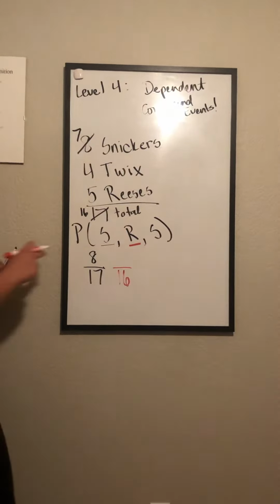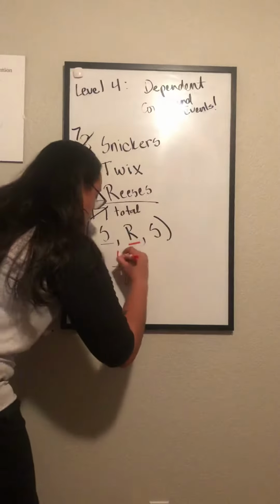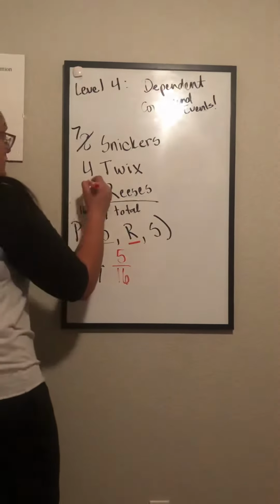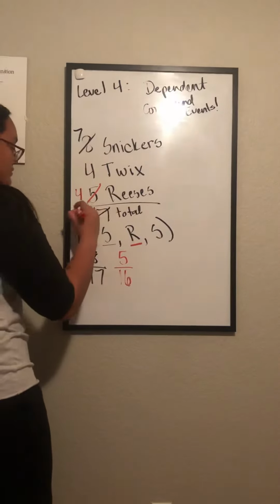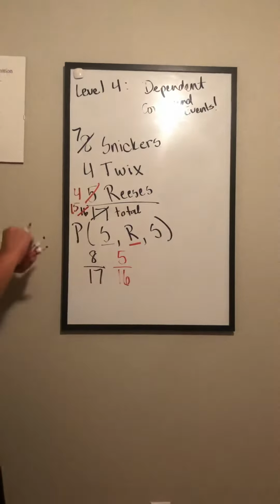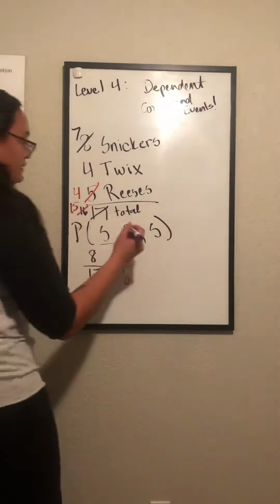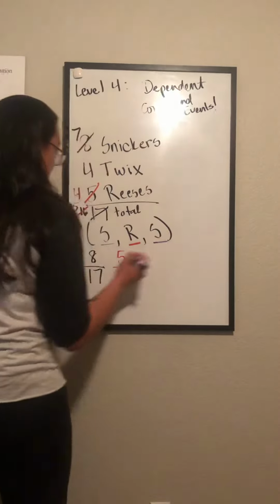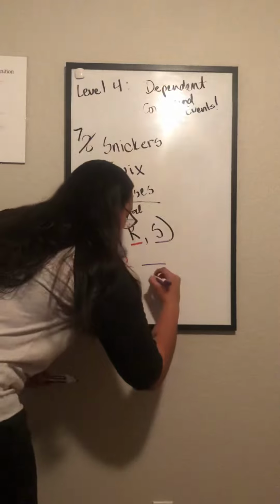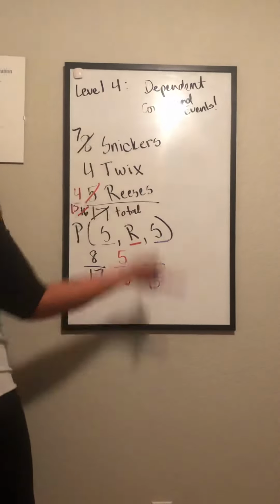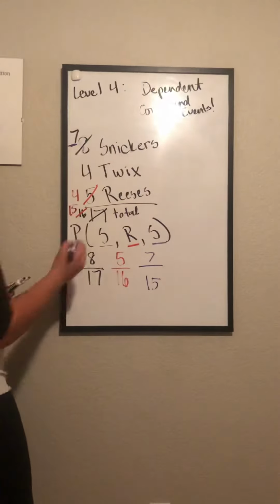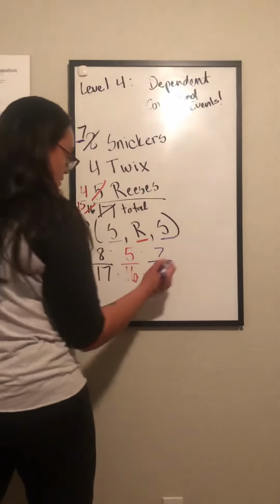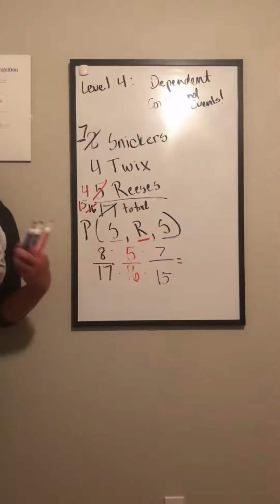Out of those 16 candies, 5 of them are going to be Reese's. But I ate one of these Reese's, so this number becomes a 4. Because I ate another one, I now have a total of 15 candies. So when I go to find that last probability, the probability of eating a Snickers, it's going to be out of 15. And now the total number of Snickers that I have is just 7. So I multiply all of those together. Whatever you get when you multiply them, that's going to be your final answer.